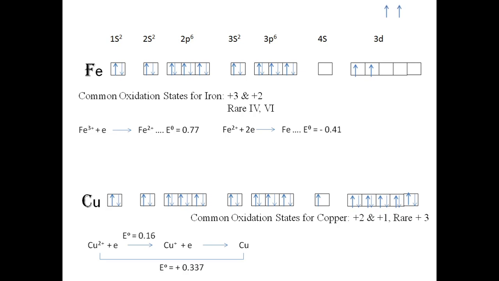Now if you look at copper, plus 1 is quite stable, that means there is a fairly large energy gap available between the 3d and 4s. The first electron will go from 4s, then if you increase the power of the oxidant, the second will go from 3d, and the third will go from the 3d.